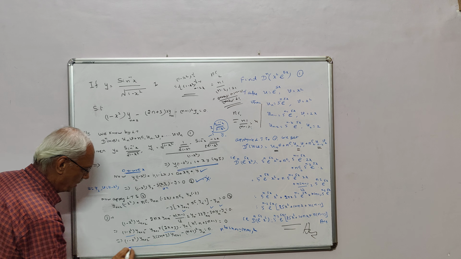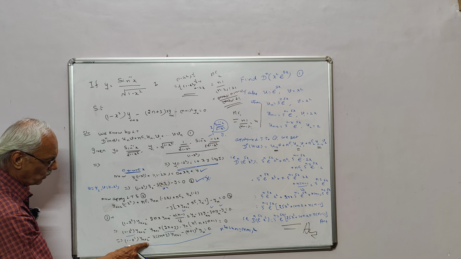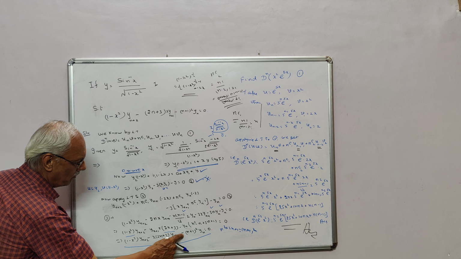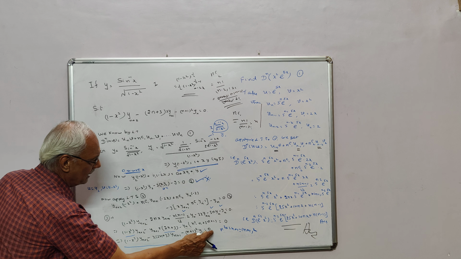So what is the answer now? 1 minus x squared into yn plus 2 minus x into 2n plus 3 of yn plus 1 minus n plus 1 whole squared into yn is equal to 0.